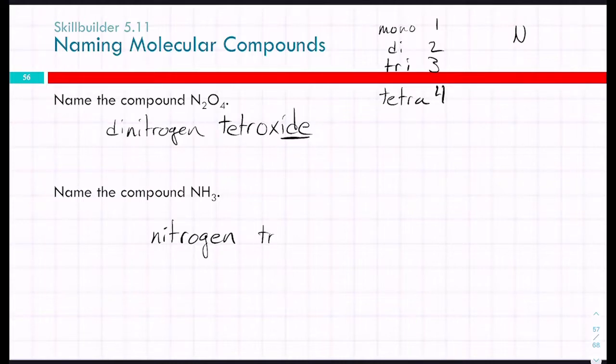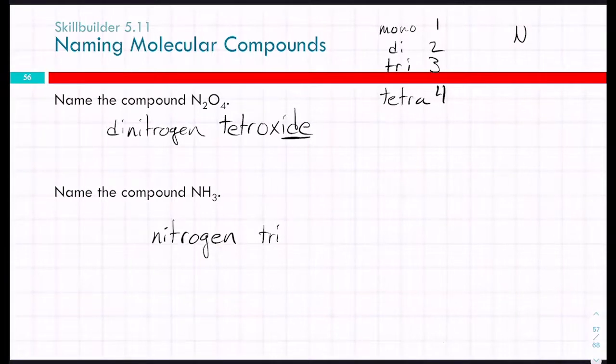Tri. And then I think this one is a little weird. It's trihydride. So you're kind of writing all the way up to, because it would be hydrogen, you leave out the ogen and put the IDE there.